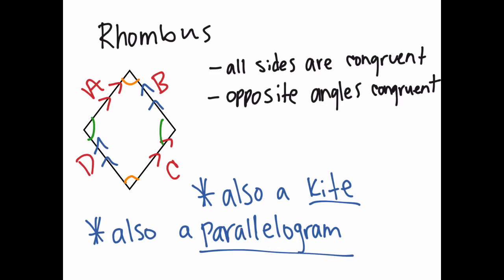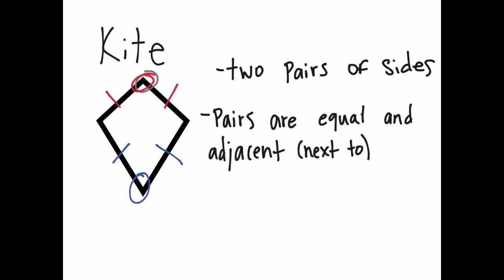So a rhombus is 3 things. It's a parallelogram, a kite, and a rhombus. But a kite is, like I said, its own classification. It doesn't fall under parallelogram, so it becomes its own category.